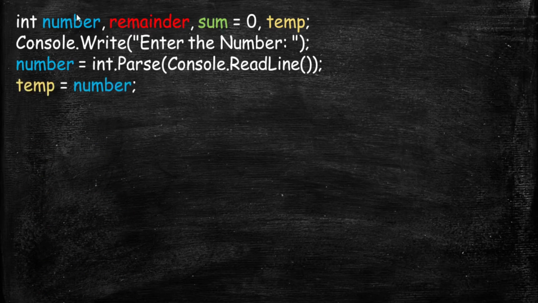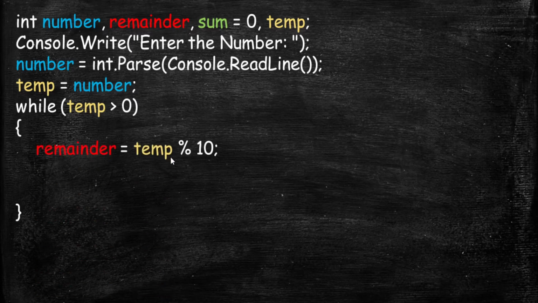Then we are transferring that number in the temp variable, which we will use in this while loop. So this while loop will run until this temp variable is equal to 0. If this temp variable is equal to 0, then this while loop will be false. It will stop running.